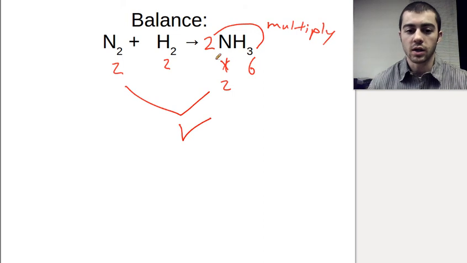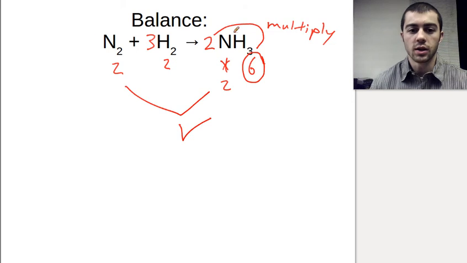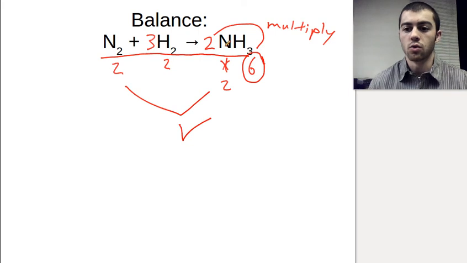together to give us 6. So we have 6 here, and we need to think what coefficient here times 2 would give us 6, because we need 6. That's the hydrogens we have on the product side. We need 6 on the left as well. So what times 2 would give us 6? That would be 3. So a coefficient of 3 goes there, and then this would be the balanced equation. So a 1 in front of the nitrogen, a 3 in front of the hydrogen, and a 2 in front of the ammonia.